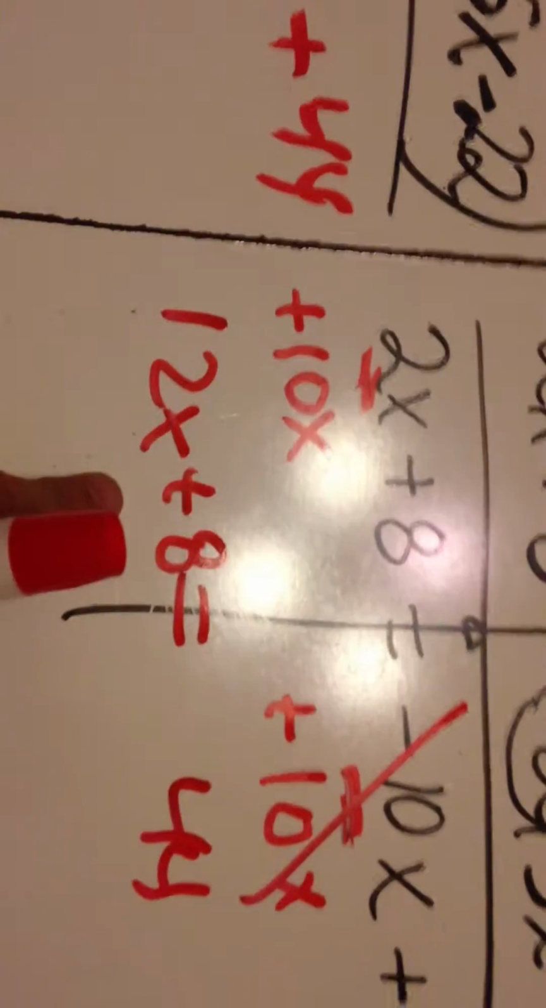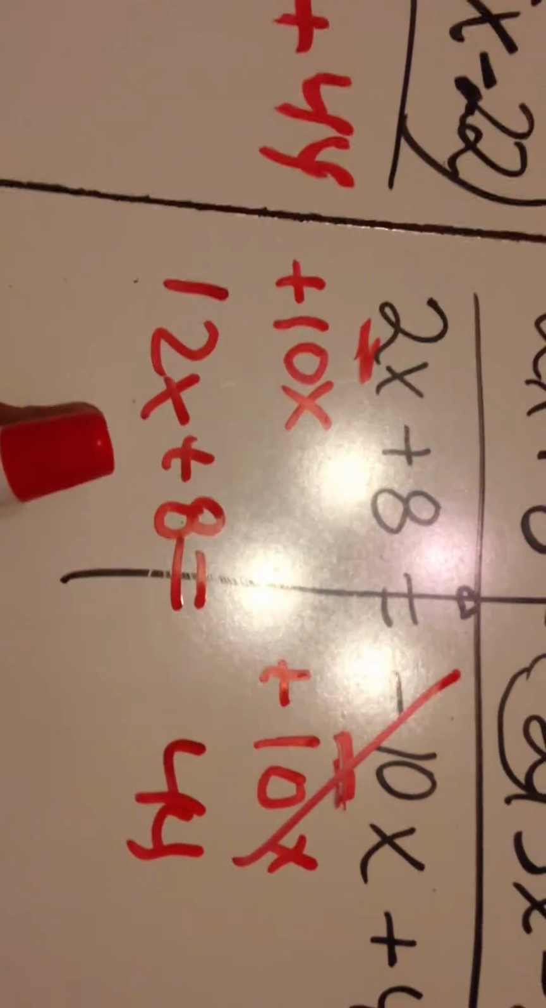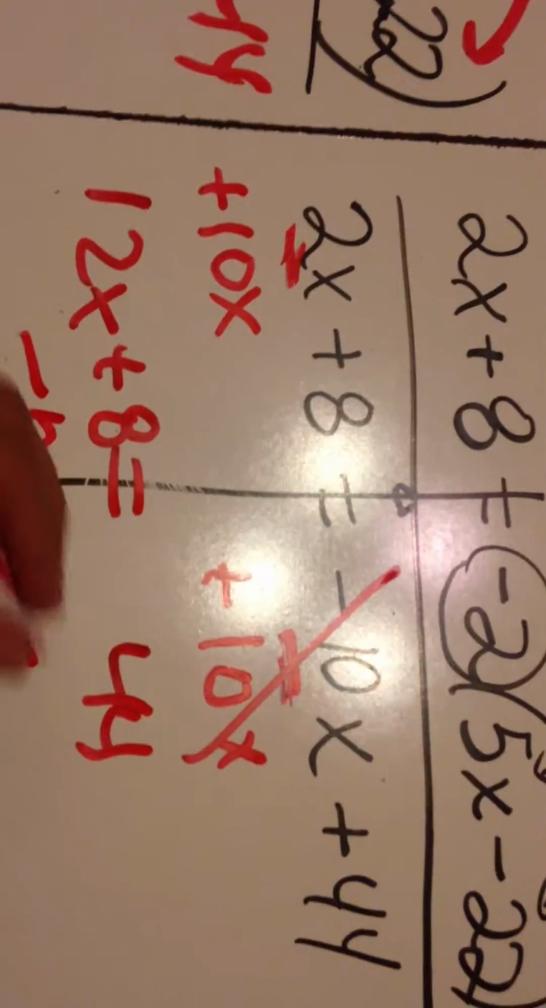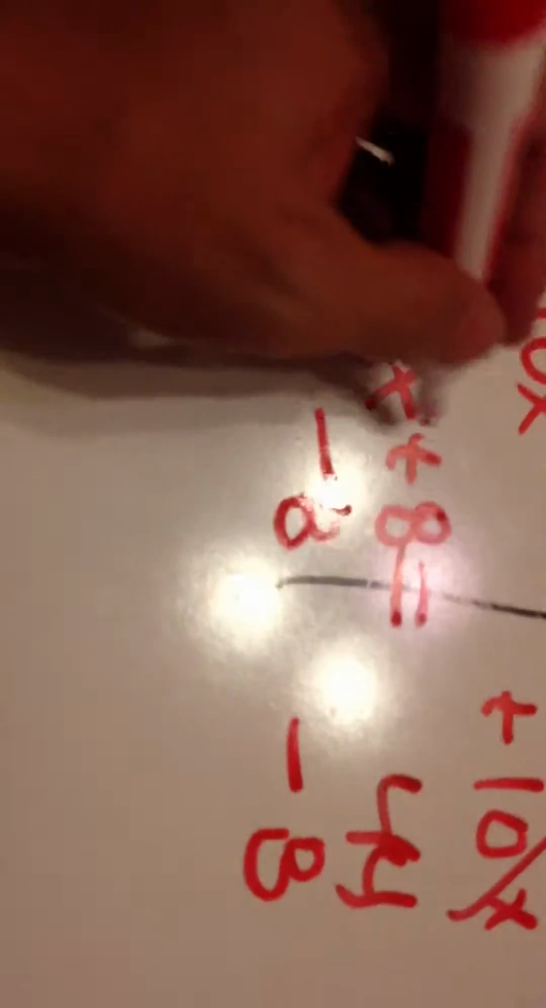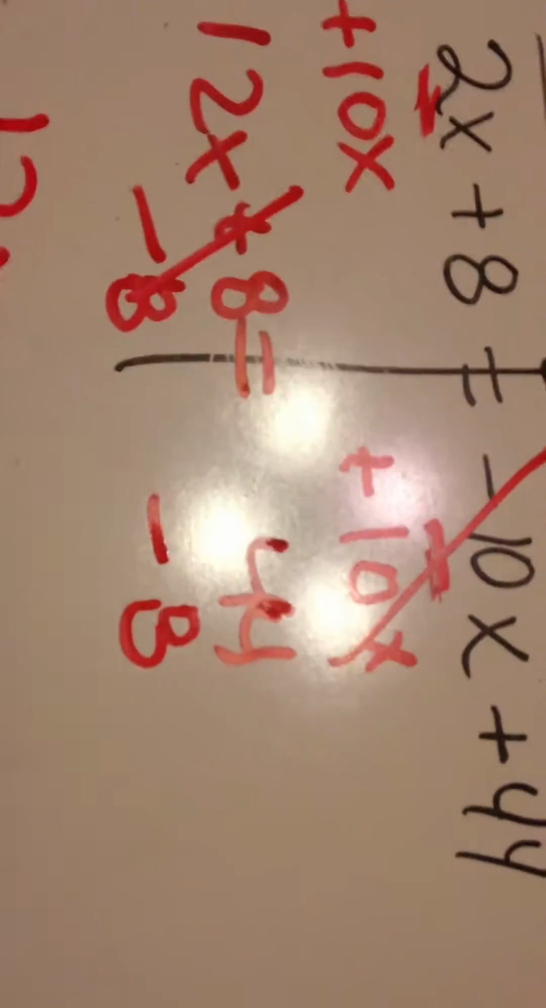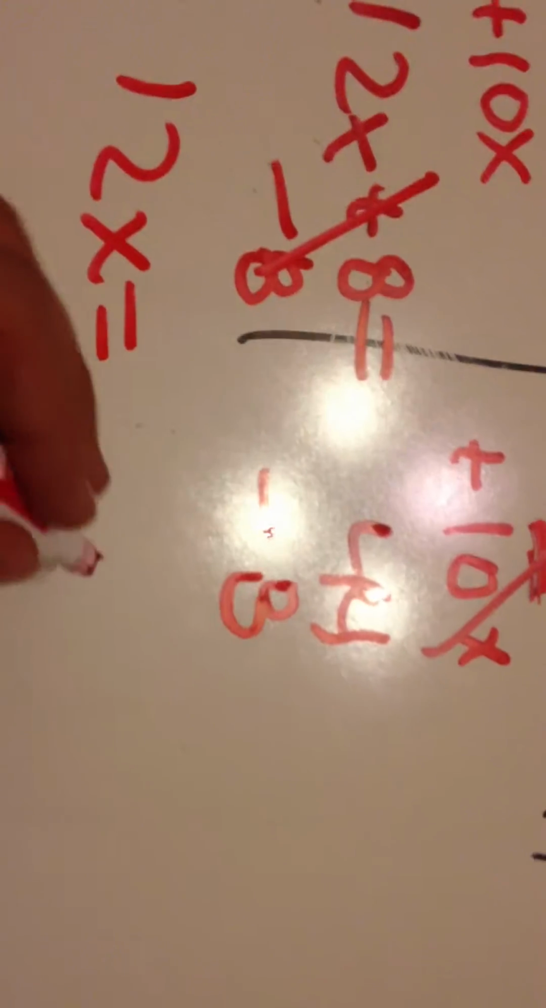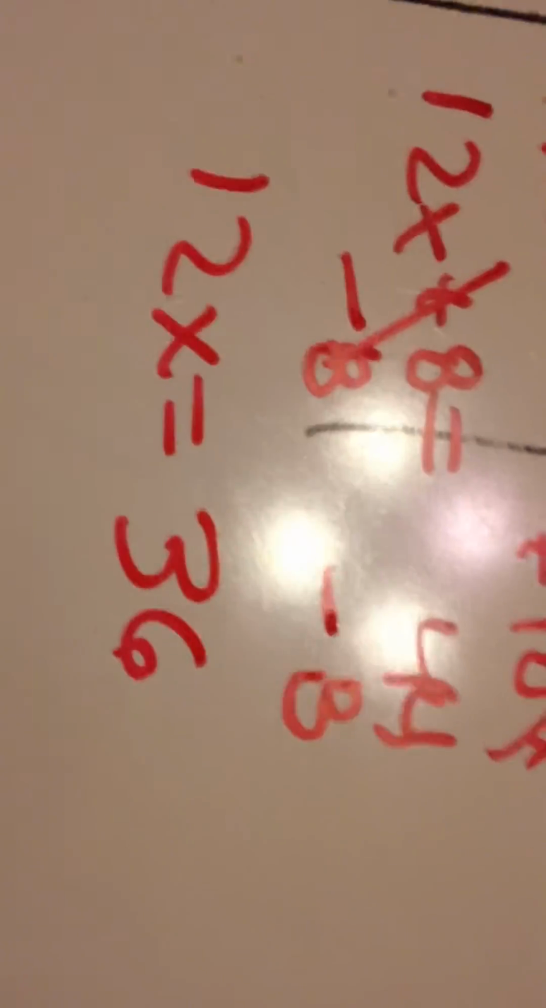Now we have to move the positive 8 over there. So the opposite of positive 8 is negative 8. Do that to both sides. The 8's cancel out. Left with 12x equals 44 and negative 8 make 36.